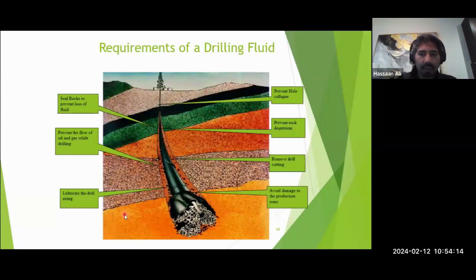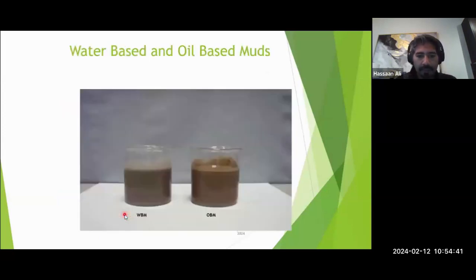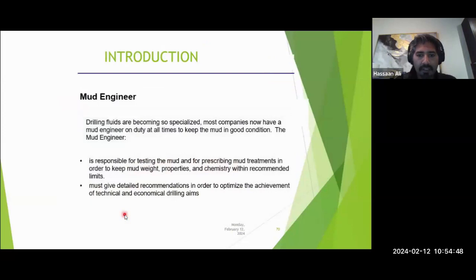Requirements of the drilling muds, I'm just quickly going to go through. As I mentioned earlier, drilling mud has multiple functions. It is to remove the drill cuttings, to prevent the hole from collapsing, to seal the rocks to prevent loss of fluid, and to prevent the flow of oil and gas while drilling, because you don't want that. You want to drill first. It is also to lubricate and cool the drill string. There are two types of mud, water-based mud (WBM) or oil-based mud. They have different weights. The mud engineer is usually on location trying to make sure that your mud is of a certain consistency. He's looking at the circulation of mud, and he's also making recommendations to achieve certain economical and technical drilling aims.